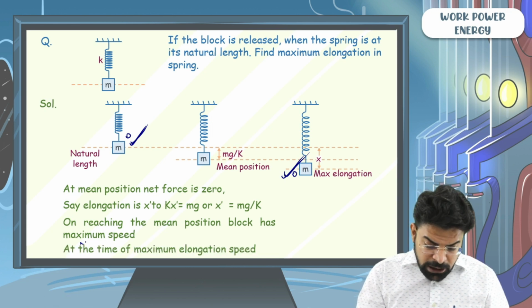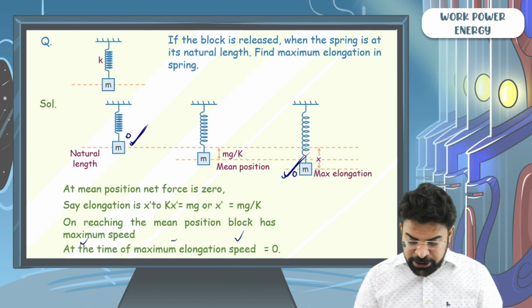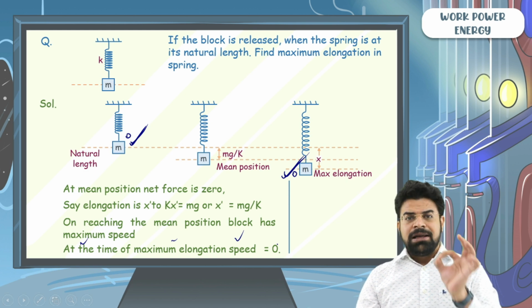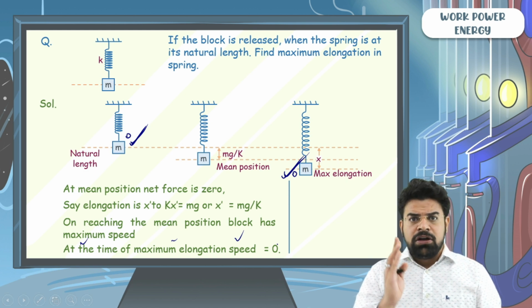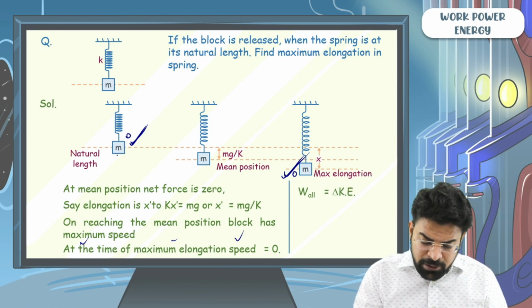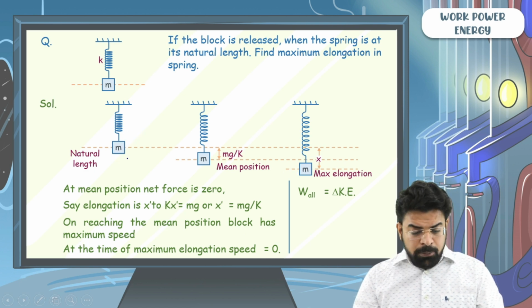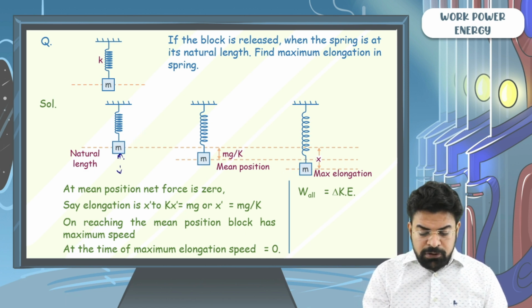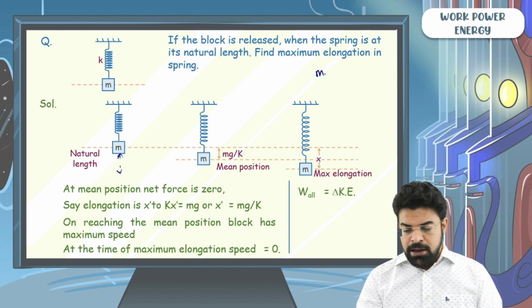At the time of maximum elongation, speed is 0. So from the work energy theorem, you can say work done by all equals change in kinetic energy. And that is the work done by gravity plus the work done by the spring. When the block moves a distance x down, what will be the work done by gravity? mgx.